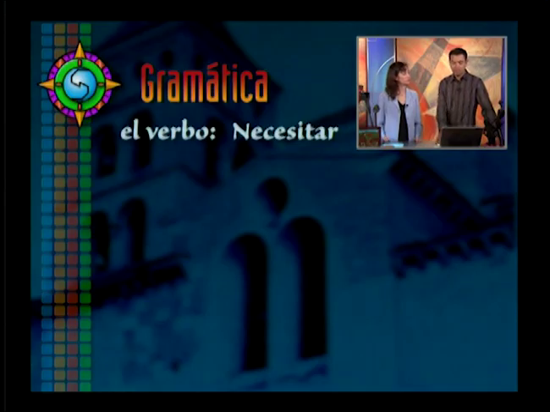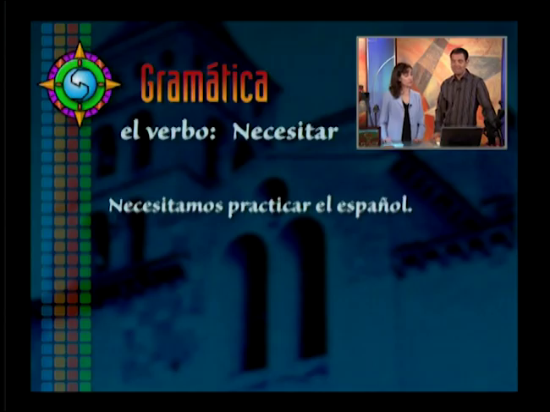Okay, let's try another one. Now we're going to try some with necesitar, which is to need. The first one is necesitamos practicar el español. Sí, necesitamos practicar el español. We need to practice Spanish. Very good.